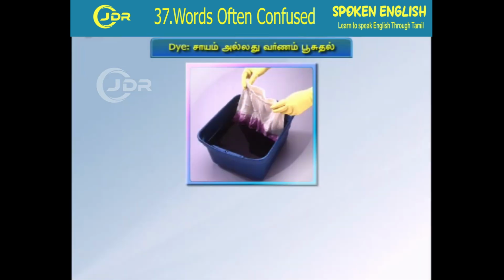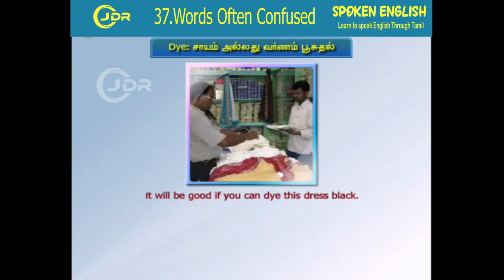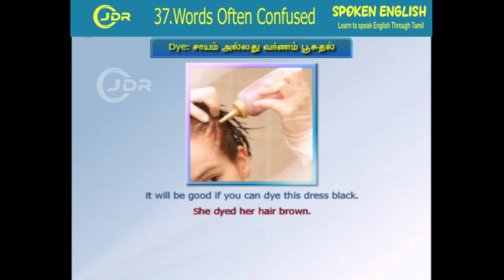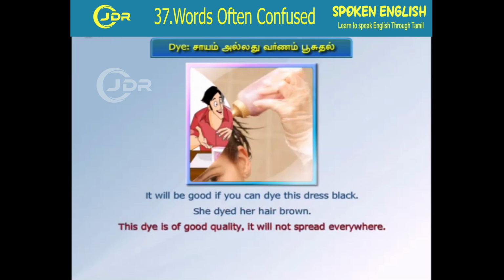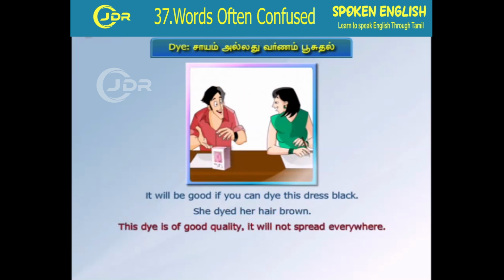Dye. It will be good if you can dye this dress black. She dyed her hair brown. This dye is of good quality. It will not spread everywhere.